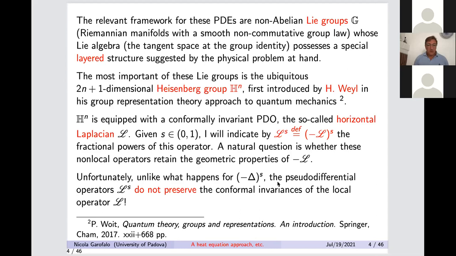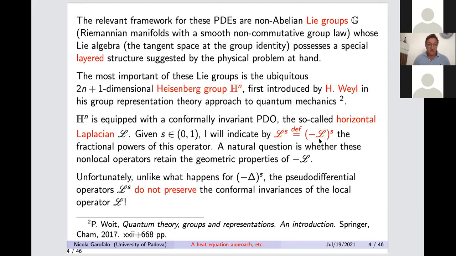The situation has evolved over the years, and so at some point in my talk, I will switch from the model Heisenberg group to a more general class of Lie groups, which are modeled on the Heisenberg group. But coming back to the Heisenberg group, it is equipped with a conformally invariant partial differential operator, the so-called horizontal Laplacian. This is actually the real part of the Kohn-Spencer sub-Laplacian. And it is of interest, for numbers s between zero and one, to consider fractional powers of this operator. Now, I will indicate in my talk with L^s the standard fractional powers of minus L. Minus L is a positive operator, it's self-adjoint.